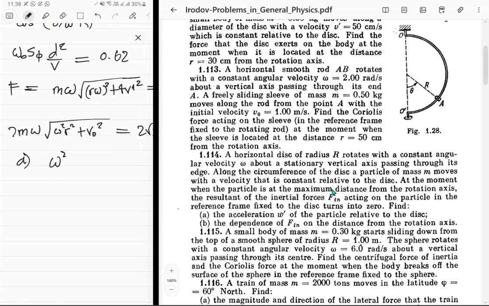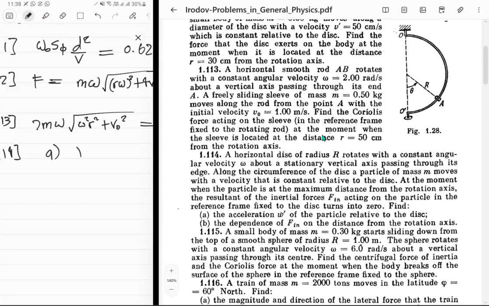Wait, sorry, I misinterpreted this then. In that case, I thought it was at a constant angular velocity. Wait, okay, no, it is at a constant angular velocity. Sorry. Along the circumference of the disk, a particle of mass m moves with a velocity that is constant relative to the disk. Of course, it has constant angular velocity. So a is still just v squared upon the radius of the disk, right? Relative to the disk, you got what the acceleration should be. Yes. So I don't know what b is and how to do it.